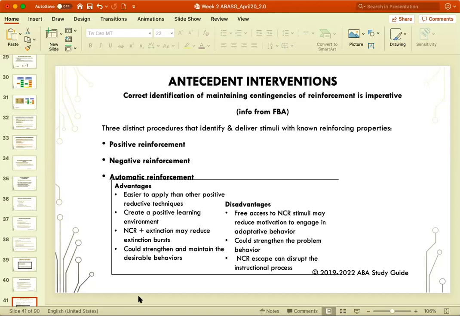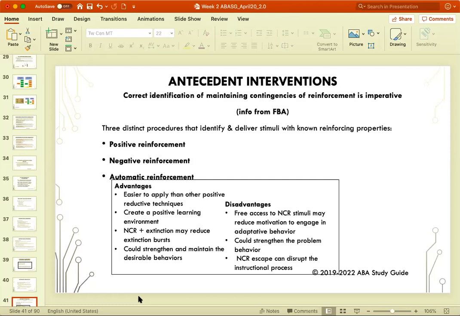Some disadvantages or considerations to think about are that free access to your NCR stimuli may reduce motivation to engage in the adaptive behavior. So if Lindsay's behavior is maintained by socially mediated positive reinforcement, and I provide attention on a variable time of 2 minutes, then maybe manding for attention may be reduced because she's getting so much attention, right?